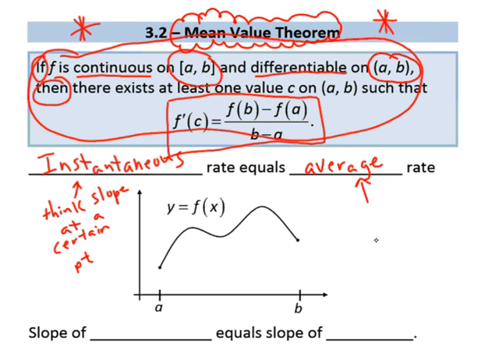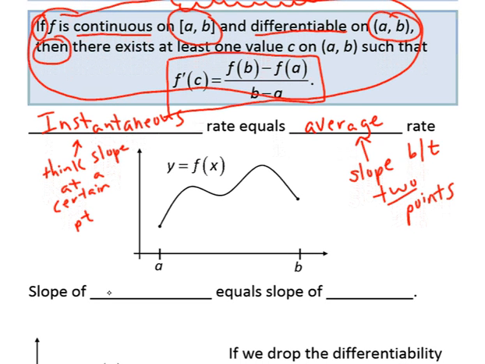Another way of thinking of the average rate of change is the slope between 2 points. So for the average rate of change, I've got two pieces of information, and I find the slope. The instantaneous rate of change is the derivative. It's the slope at a certain point. Another way of thinking of this, below the graph here, is the slope of the tangent, because that's at 1 point, equals the slope of the secant line, which occurs at 2 points.